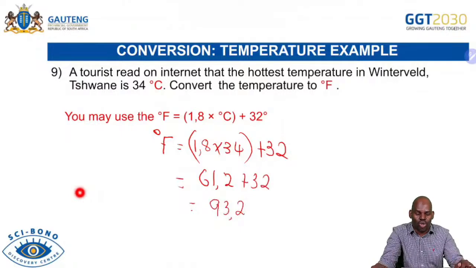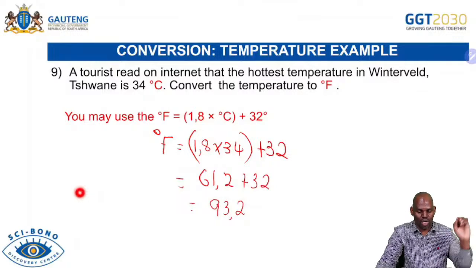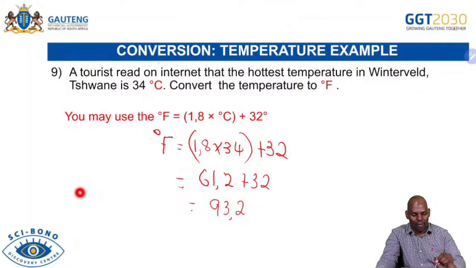Remember, this is a tourist, somebody from another country. That person will read 34 degrees Celsius, but 34 degrees Celsius might not make sense to him, so he will have to convert it to his local unit. In this case, his local unit is degrees Fahrenheit. Our local unit is degrees Celsius. So for him, you will understand it better if it's 93.2. So it's not 93.2 degrees Celsius, it's 93.2 degrees Fahrenheit.